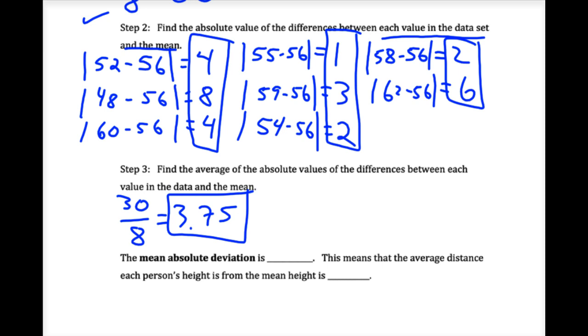3.75. How'd you get 30 again? You added up the little numbers. Oh, okay. We found the average of the 8 numbers we just found in the previous step. Does that make sense? So, the mean absolute deviation is 3.75. The smaller this number, the better your data is. I'll say it again. The smaller that number, the better your data is as far as how accurate your data is.